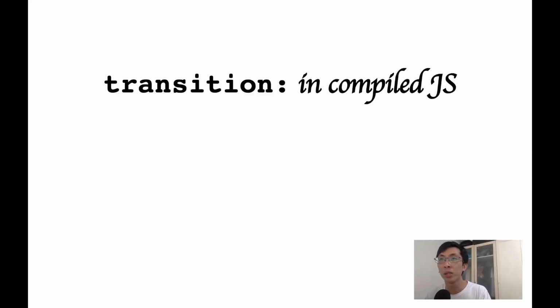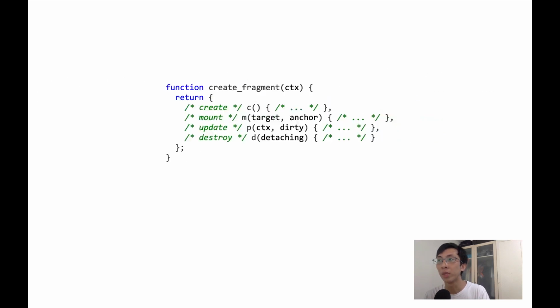As we have seen how we can implement transitions in vanilla JavaScript, let's see how transition is compiled by Svelte. If you have read my compile Svelte in your head blog series, you should know that's the create fragment function.